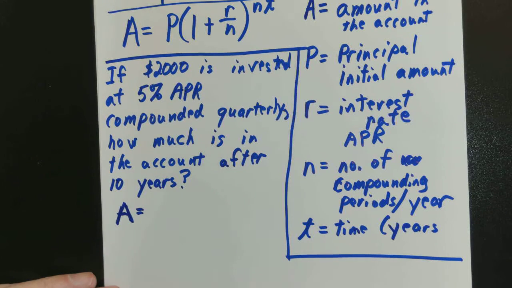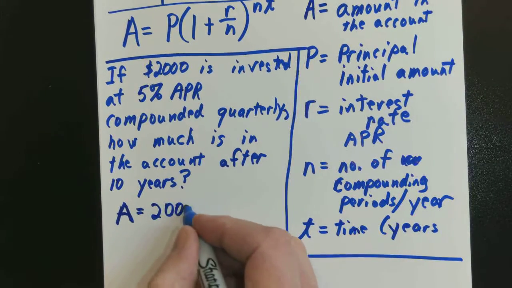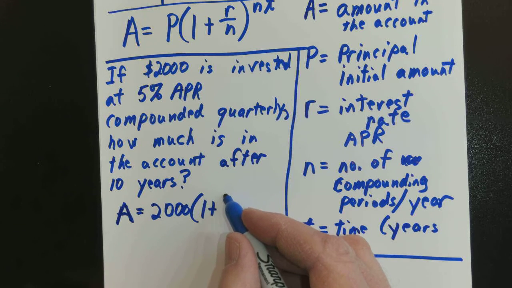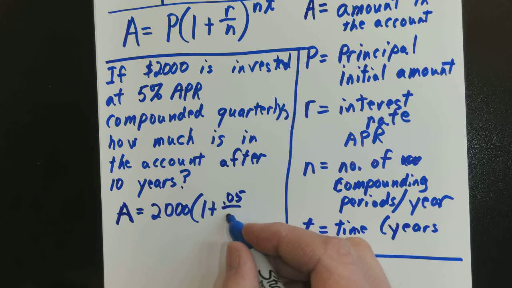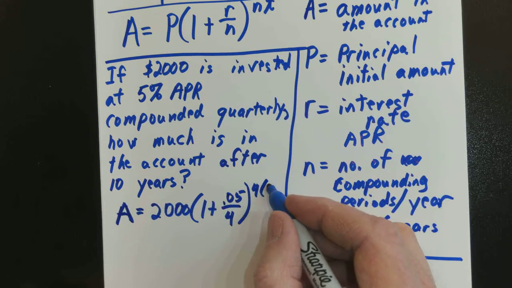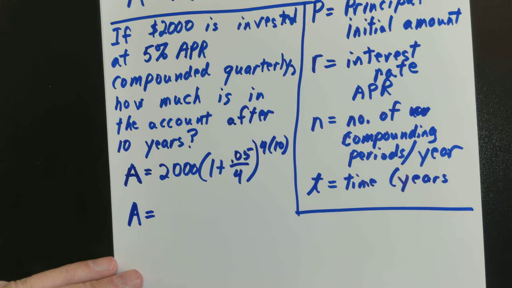I just put in turkey. Oh, you turkey. Okay. So, the amount is what we want, right? What is P? 2,000. 1 plus R is what? 0.05. N, 4. N's 4, and T is 10. Okay. So, go ahead and do that calculation to the nearest penny. Tell me what you get. What did you say, Finn?